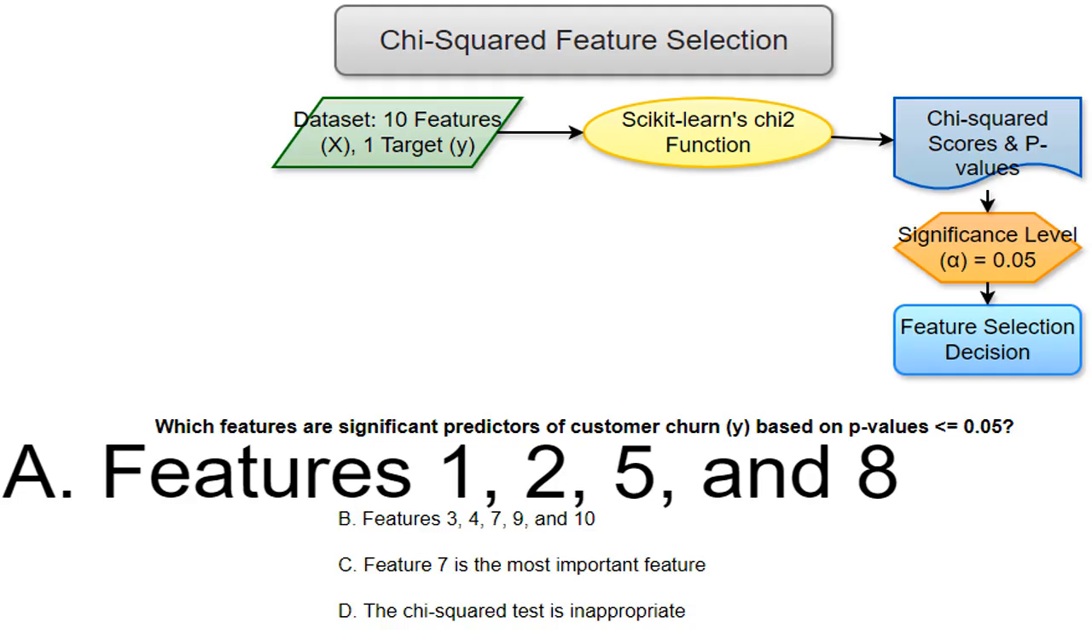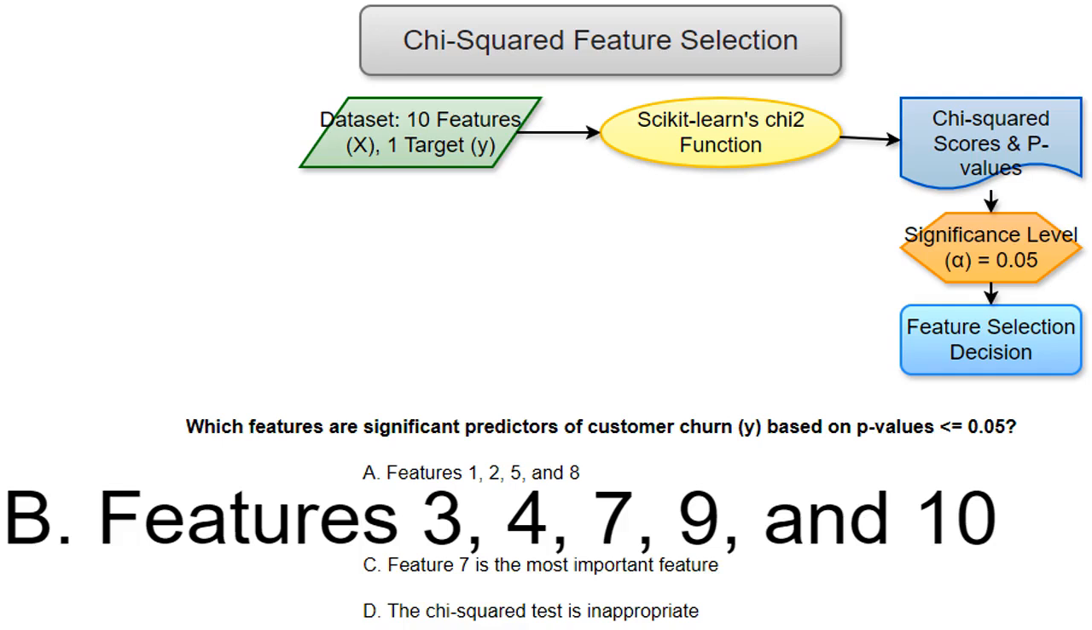This option suggests that features 1, 2, 5, and 8 are important because they have high p-values. This is incorrect. High p-values indicate a weak relationship, not a strong one. This option suggests features 3, 4, 7, 9, and 10 are important because their p-values are below 0.05. This is the correct answer, as these features show a statistically significant relationship with customer churn.